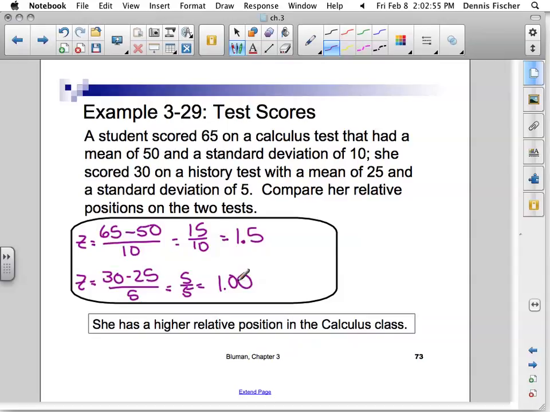But you don't know that it was out of 100 on each test, though. It doesn't matter. This deals with that. This deals with how she compares to the rest of the class. Oh.